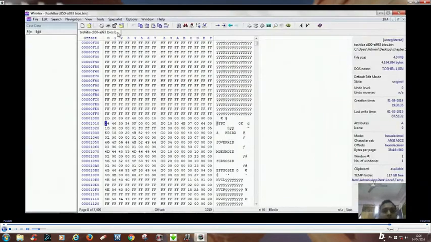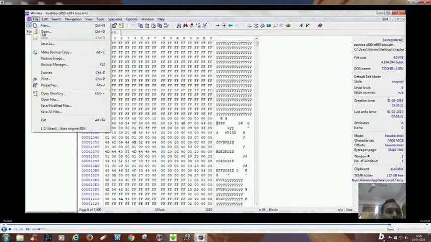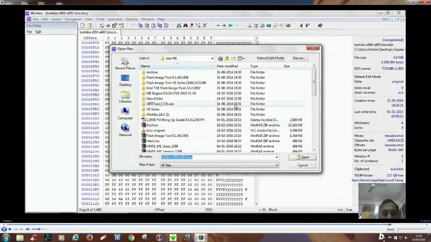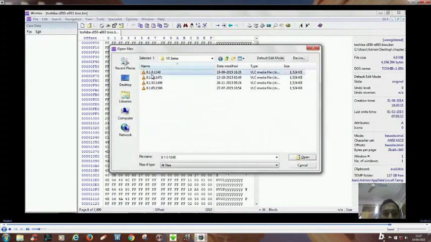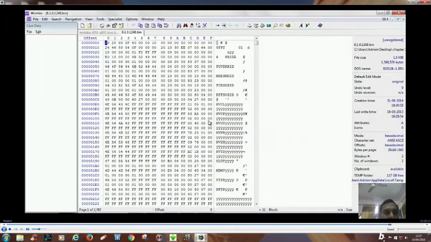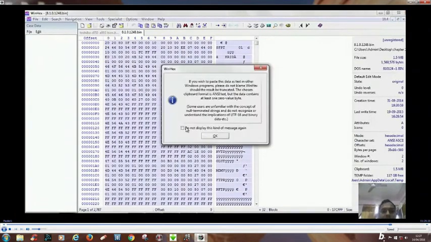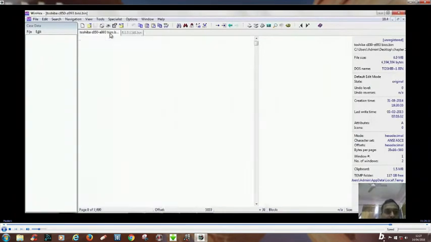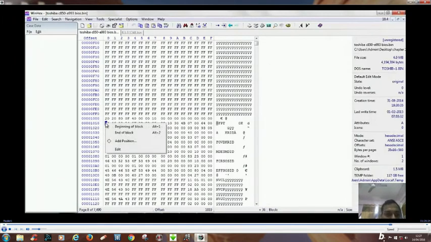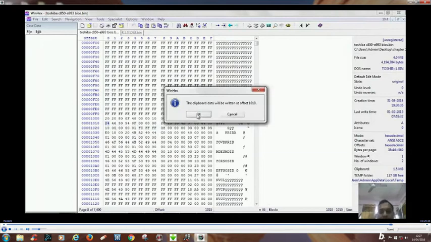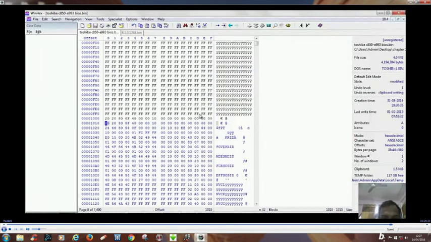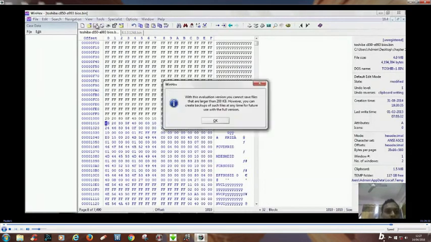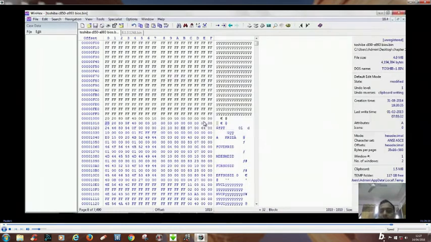So what I will do is, I will open this version 8.1, right? I will press Control A, Control C, and here I will right click, beginning of block, and I will press Control B, right? Control B, and now I will save. Now my BIOS file is completely saved.